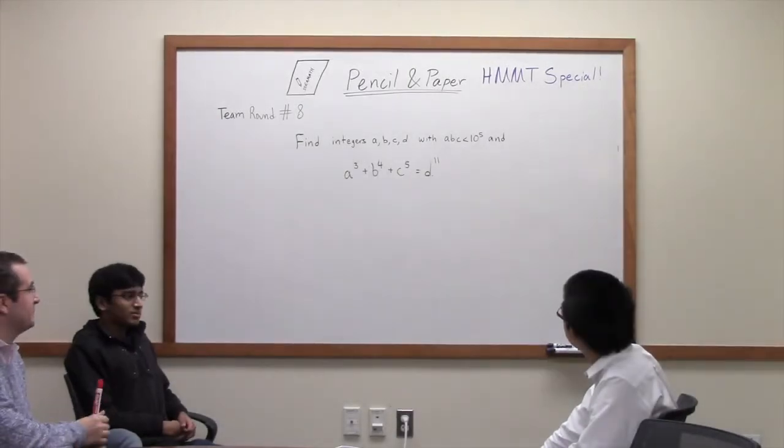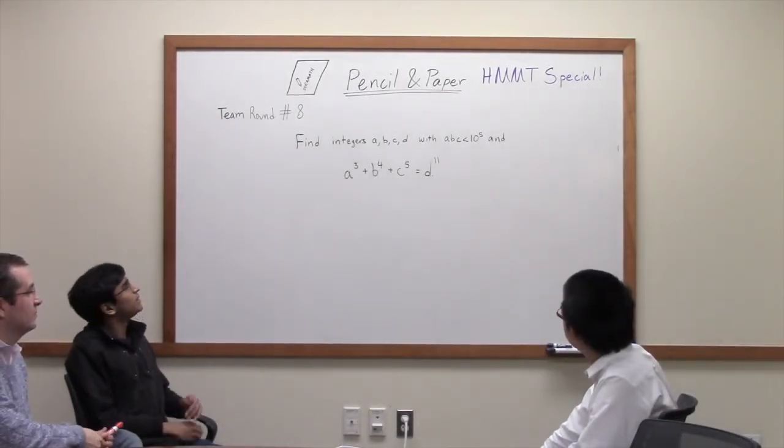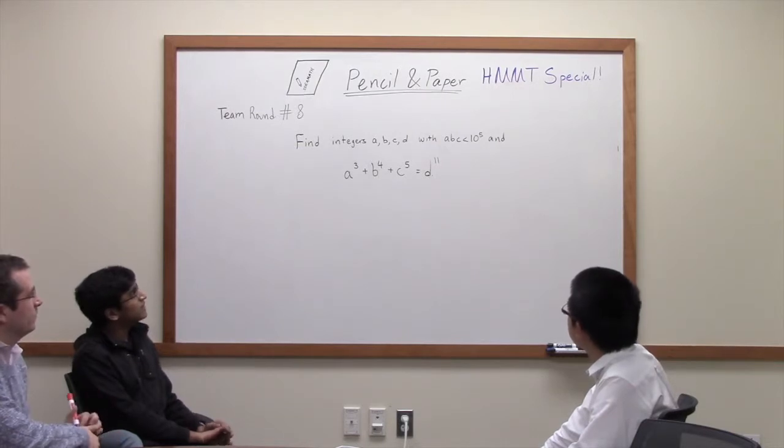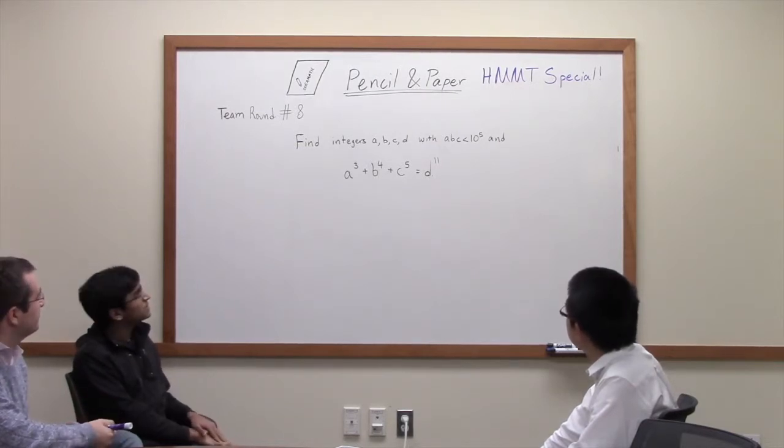Alright, so our next problem is number 8 for the team round. The problem is to find one set of integers a, b, c, and d with a, b, c less than 10 to the power 5 and a cubed plus b to the 4th plus c to the 5th equals d to the 11th.